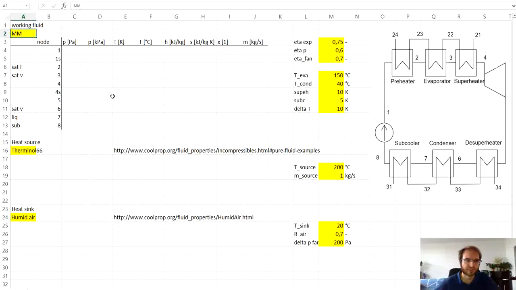The working fluid is hexamethyldisiloxane. Then for other boundary conditions, here we have efficiencies of our components. Here we have evaporation and condensing temperature, some temperature differences, parameters regarding heat source, and parameters regarding heat sink. So we will start with the model of the cycle itself.